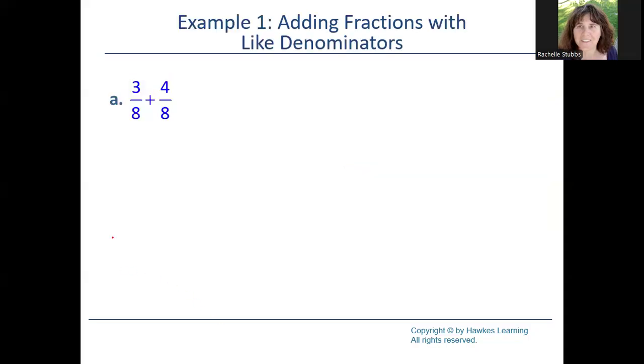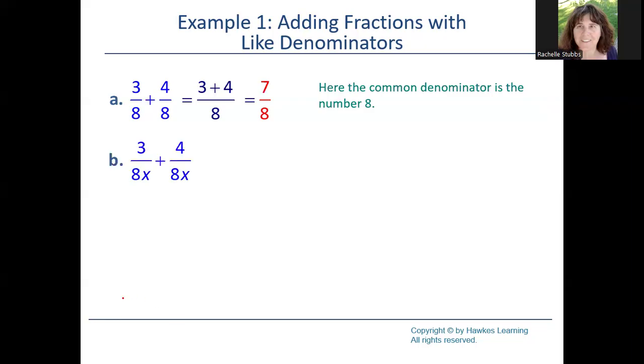So here I have it, and I look at it, I go, well, they have the same denominator, so I just need to add the top. So 3 plus 4 is 7. So my answer is 7/8. Now, I do need to ask, can I reduce? When you're adding or subtracting, don't pre-reduce, okay? You have to reduce after, but when multiplying and dividing, you do want to pre-reduce.